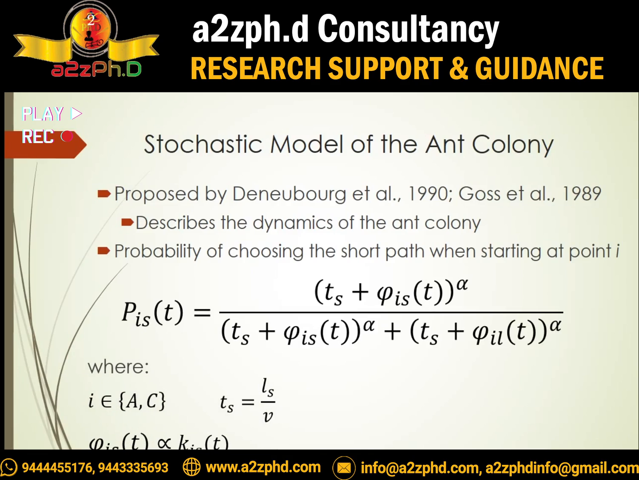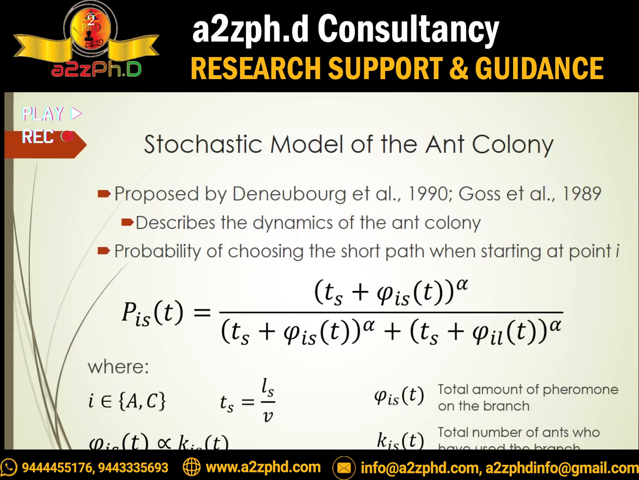And just some nomenclature for the above equation. The point i is an element of either A or C, so that's the point at the beginning or the end of the double bridge, the point near the nest or the point near the food. T_S is simply the time it takes to traverse the shortest path. So that's the length of the path divided by the speed of the ants. And then phi of t is the total amount of pheromone on the branch. And we're going to consider that to be just proportional to the number of ants that have passed over that branch.